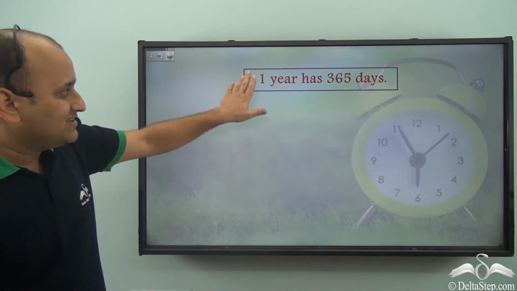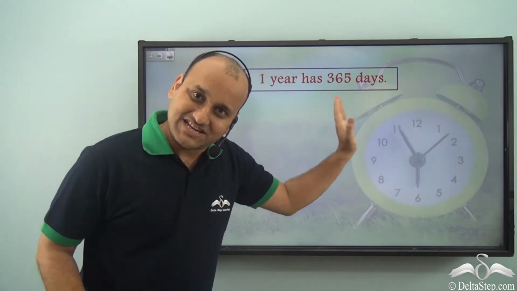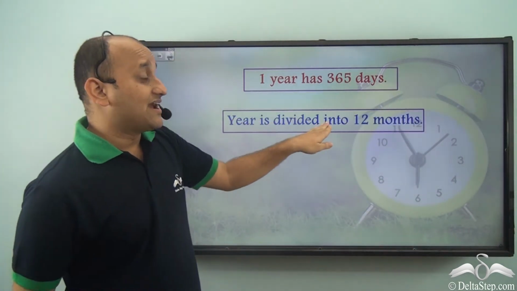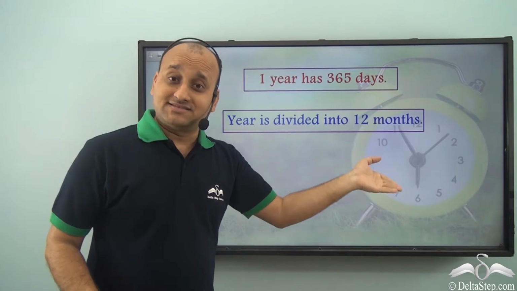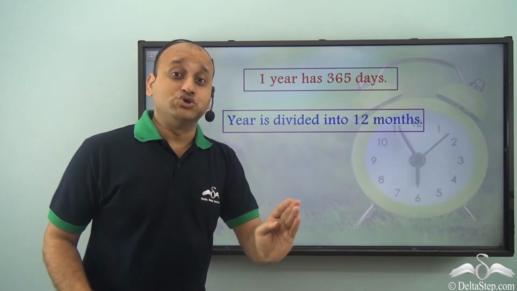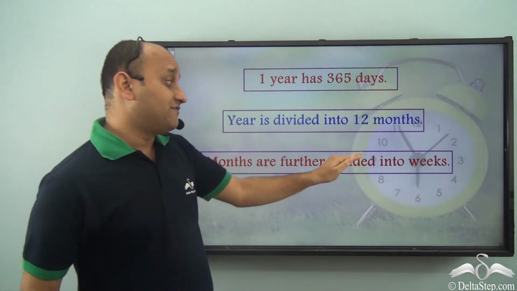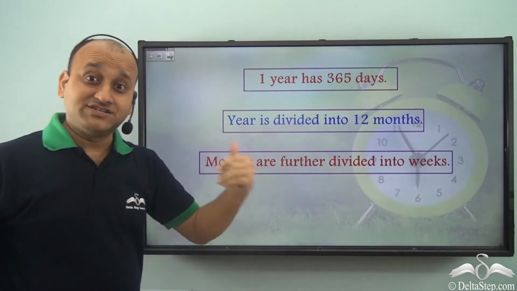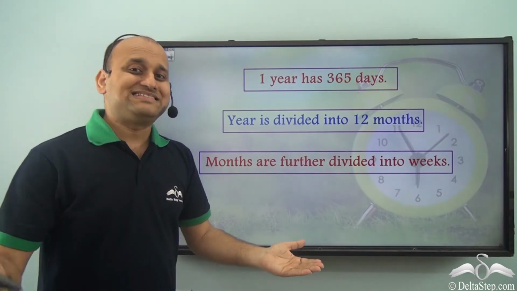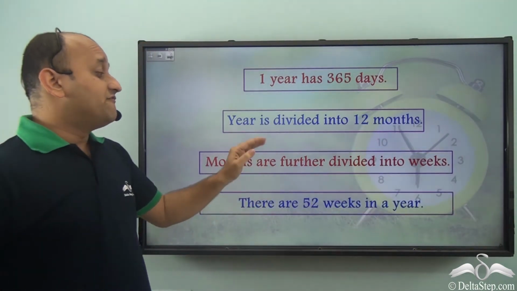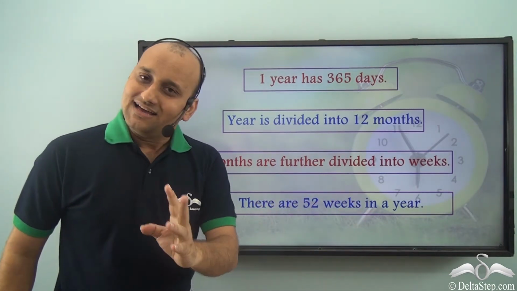So 1 year has 365 days. Year is divided into 12 months. The months from January to December. Months are further divided into weeks. That is from Sunday to Saturday. And there are 52 weeks in a year.